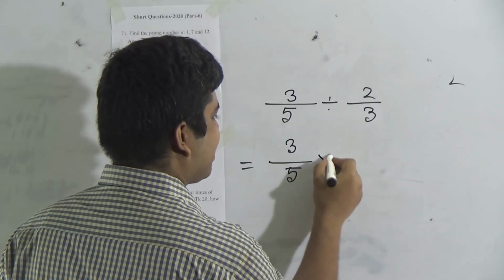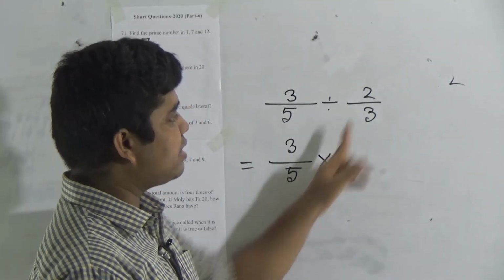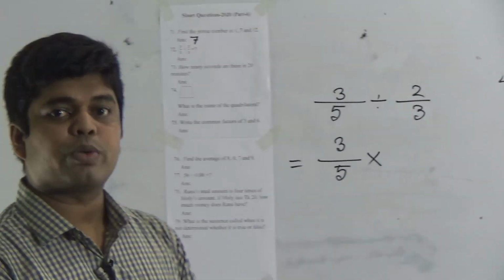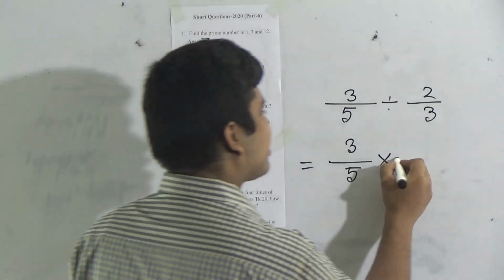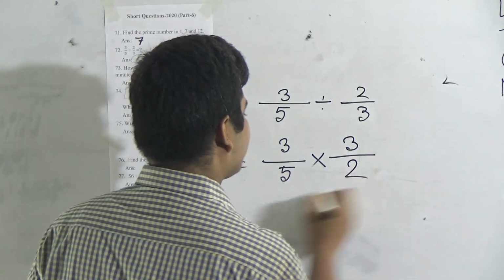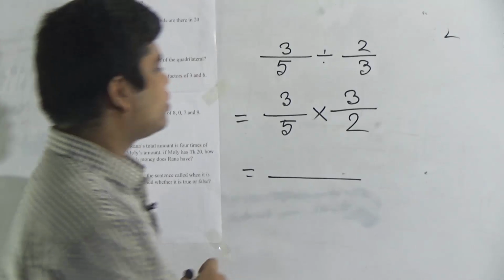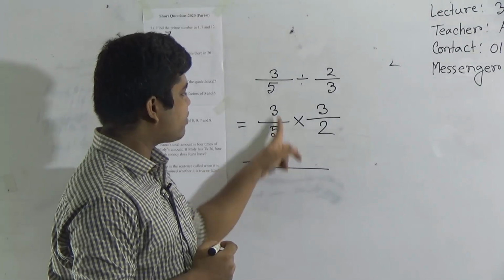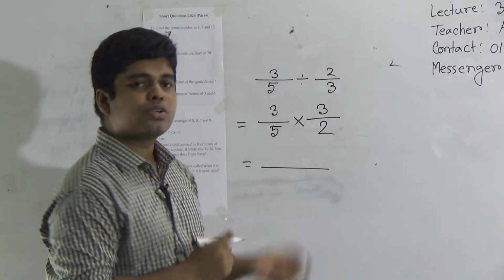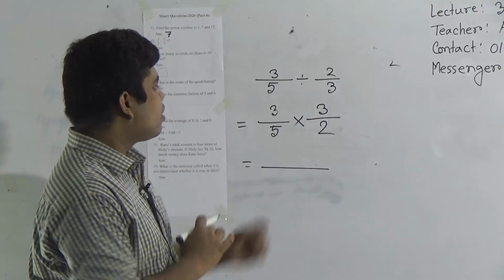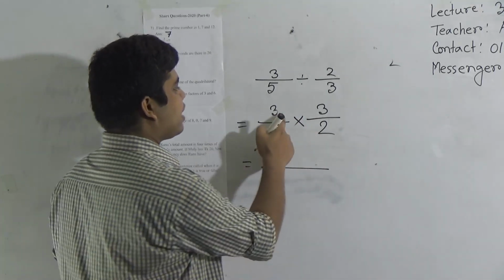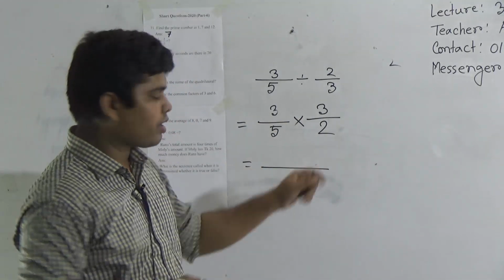So first of all write the first fraction. Next we do multiplication here. For this multiplication, this fraction will be reversed. That means the numerator will be the denominator and the denominator will be the numerator. So here I write 3 by 2. Now notice if any number can be cut or not. Here 3, 5, 3, 2. There is no common factor. For this reason we multiply numerator with numerator and denominator with denominator.